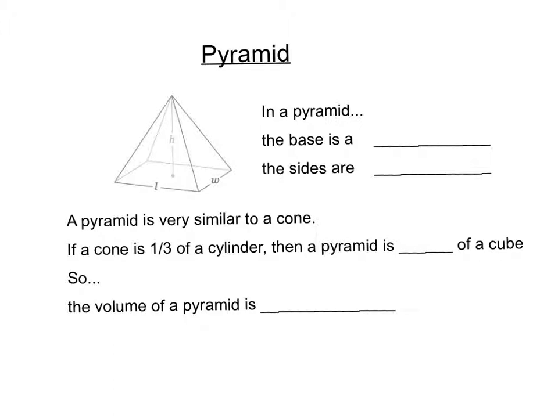Our final new shape is a pyramid. When looking at a pyramid, like the pyramids in Egypt, notice what shape our base is. The base is a rectangle. And a lot of times it's actually going to be a square. But a rectangle is a little more general, encompassing all options. And on the sides, notice what shape those are also. Those are all triangles.